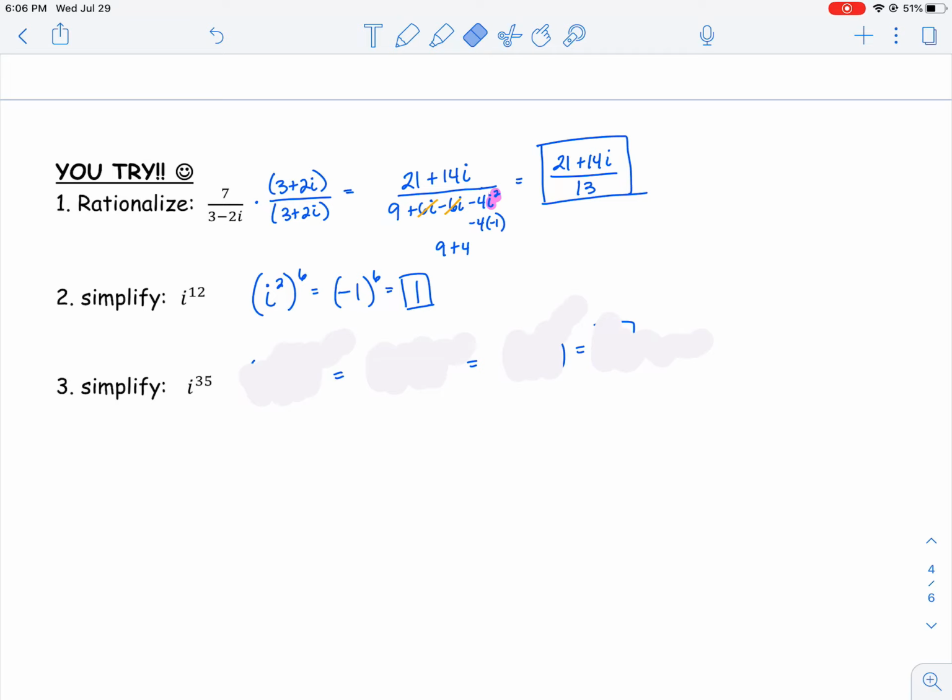So what about i to the 35th? Well, how many i squareds does it take to get me to 35? Well, I can say 17. That's going to get me to 34, and then I would just need one more i. Then I can say that i squared is the same thing as -1. So now I have -1 to the 17th power times i. -1 to an odd exponent is going to give me a -1, and -1 times i is -i.